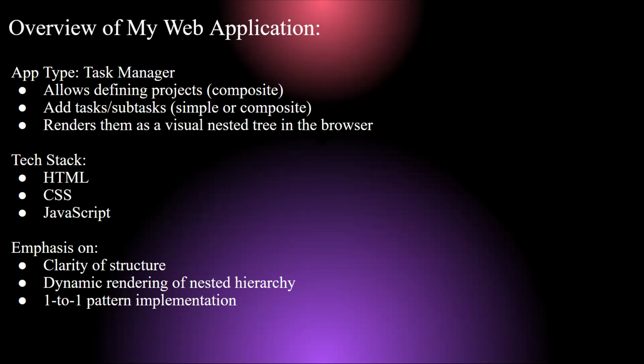I built this using pure HTML, CSS, and modern JavaScript, specifically ES6 classes. I didn't use any libraries or frameworks like React or Vue because I wanted to stay close to the core of the composite pattern and just focus on the actual object structure and recursion. What I emphasized in this project was to keep the structure clear and easy to follow, make sure that the rendering is dynamic and recursive, and ensure that the implementation maps directly to the textbook definition of the composite pattern, which is one-to-one. It's a lightweight, no-frills app, and it shows exactly how this pattern should work in practice.